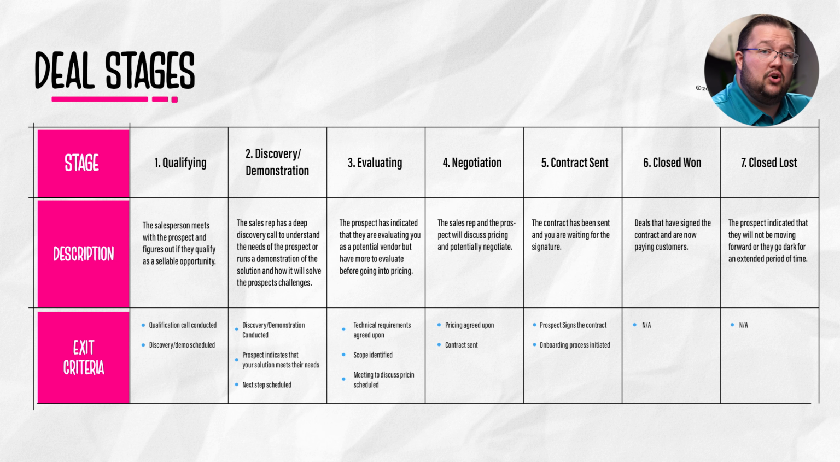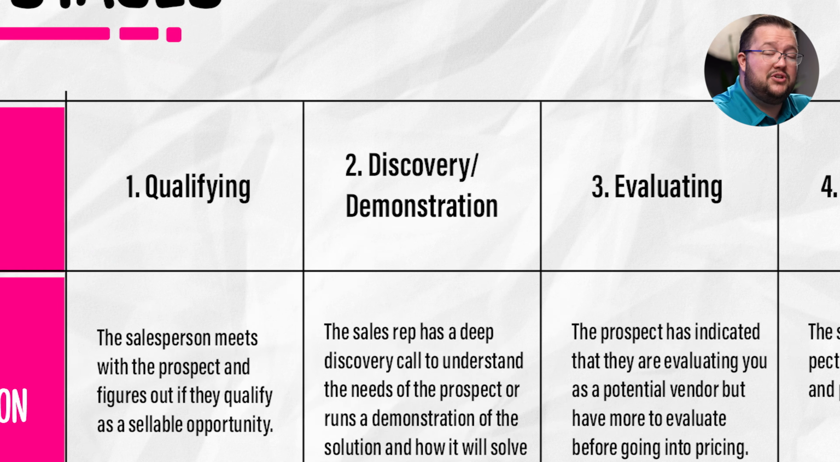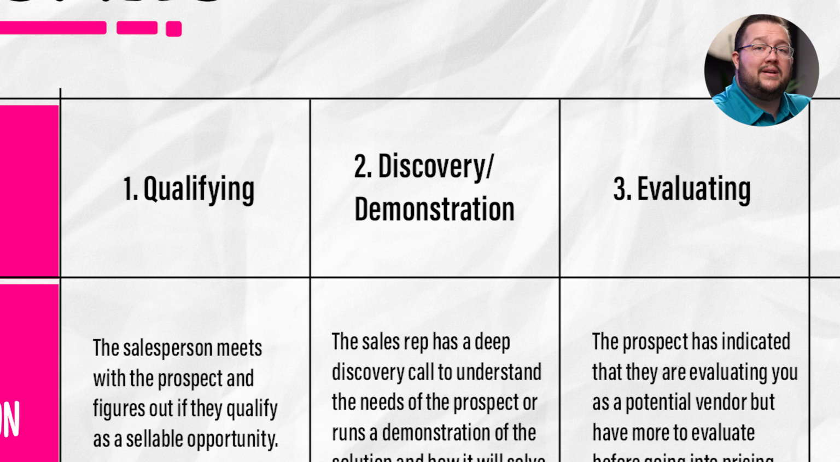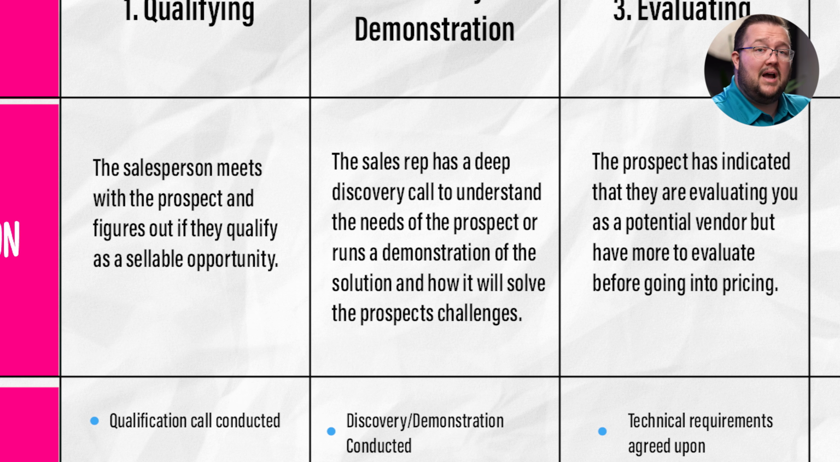The next stage here, which is where those types of companies would jump right to, is either discovery or a demonstration. Now, sometimes if you're a really complex sale, you'll split these two stages up. For the most part, it works well as is here. Now I'll read you the description. The sales rep has a deep discovery call to understand the needs of the prospects, or runs a demonstration of the solution and how it will solve the prospect's challenges. So those are the two options there.